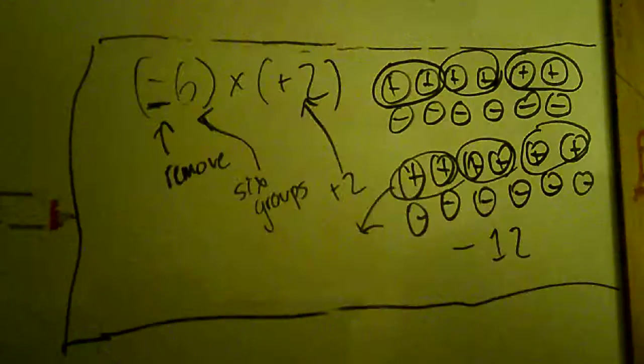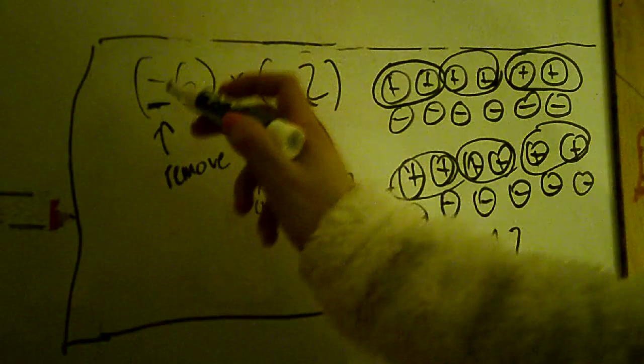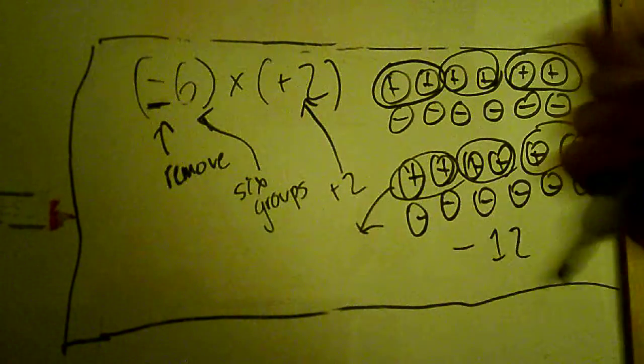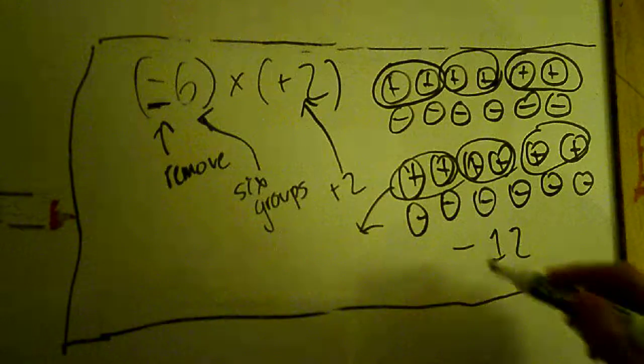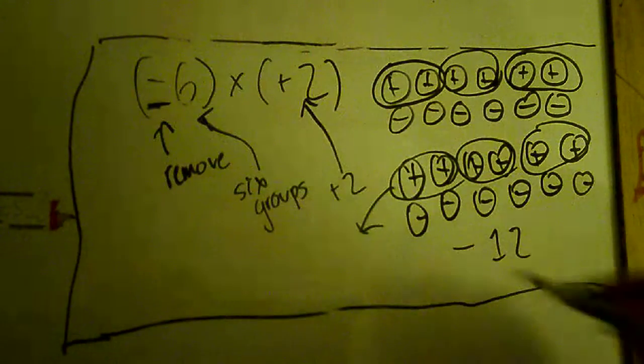But to verify, you can check. Negative and positive together make negative. So the answer has to be negative. There it is. 6 times 2 is 12. So it's negative 12.